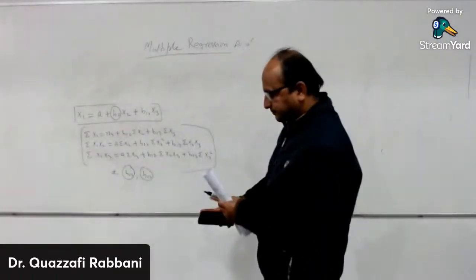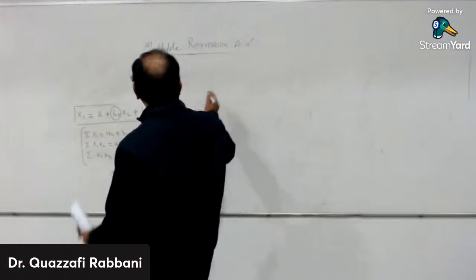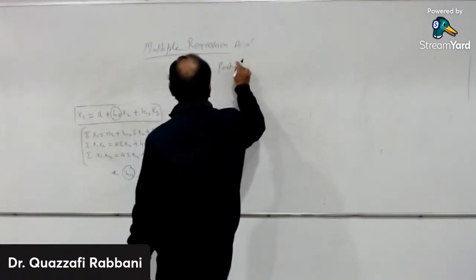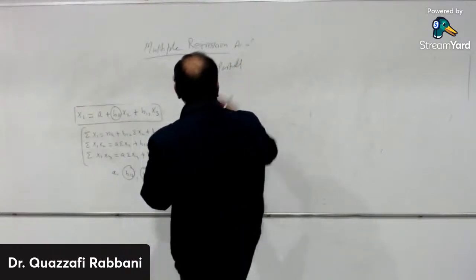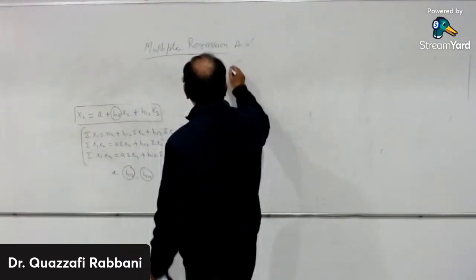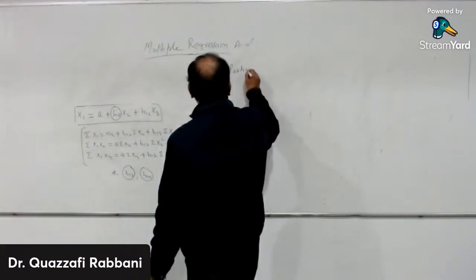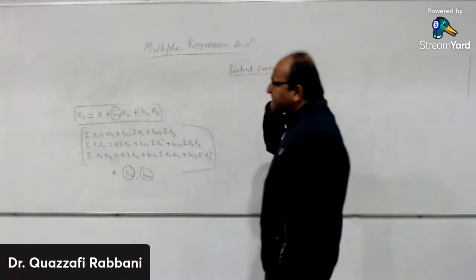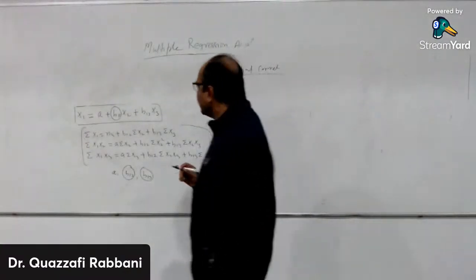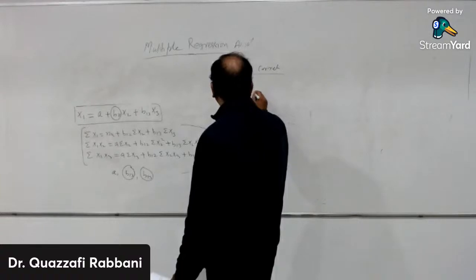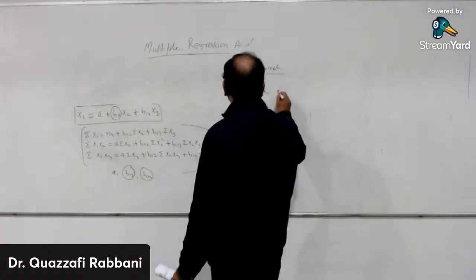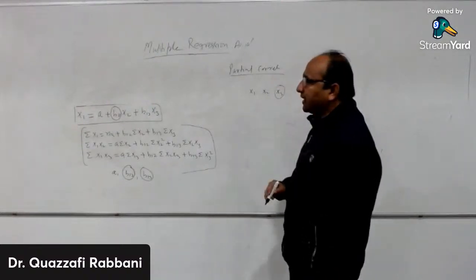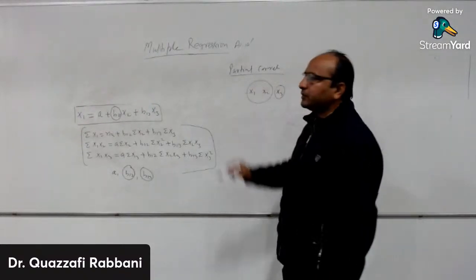And next is partial correlation. Partial correlation is similar to multiple regression or multiple correlation, in which suppose we have three variables x1, x2 and x3. In partial correlation, we just fix one variable and calculate the correlation between the other two variables.